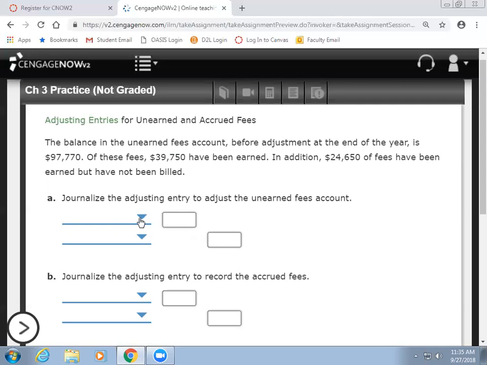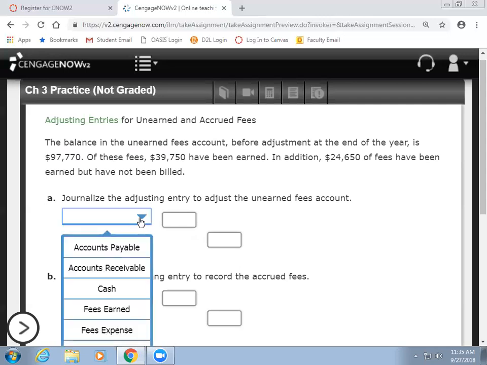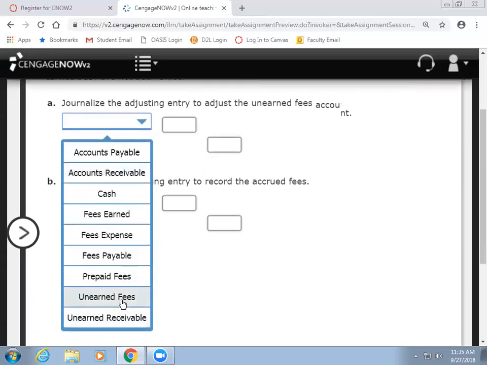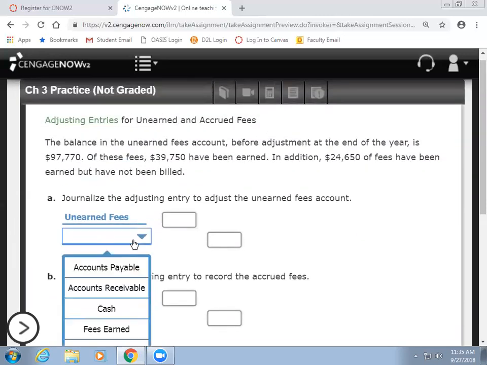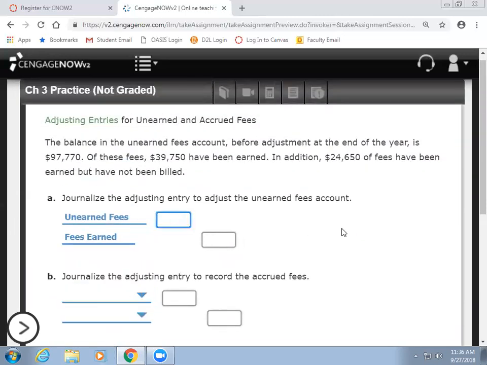So in part A, the unearned fees, you're truly just going to debit unearned fees and credit fees earned for the $39,750. So it just told us, in that case, we didn't have to come up with the answer. It told us how much was earned.